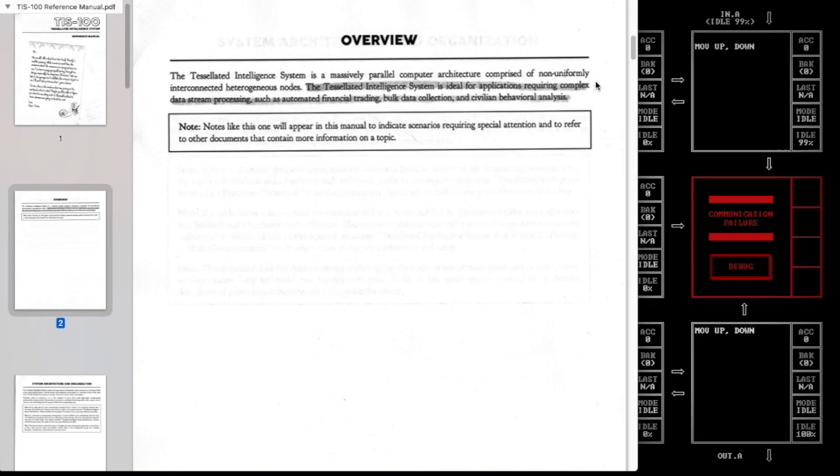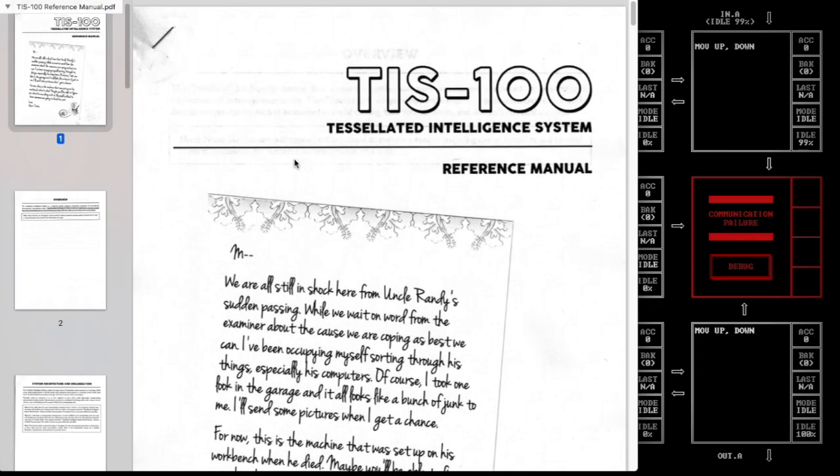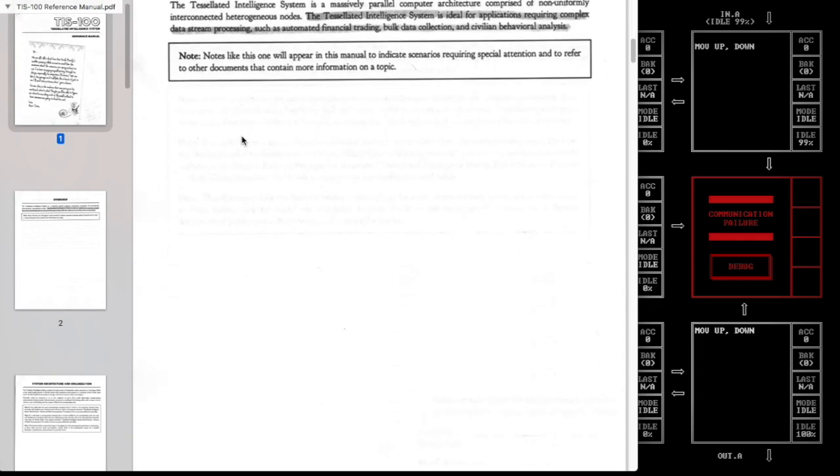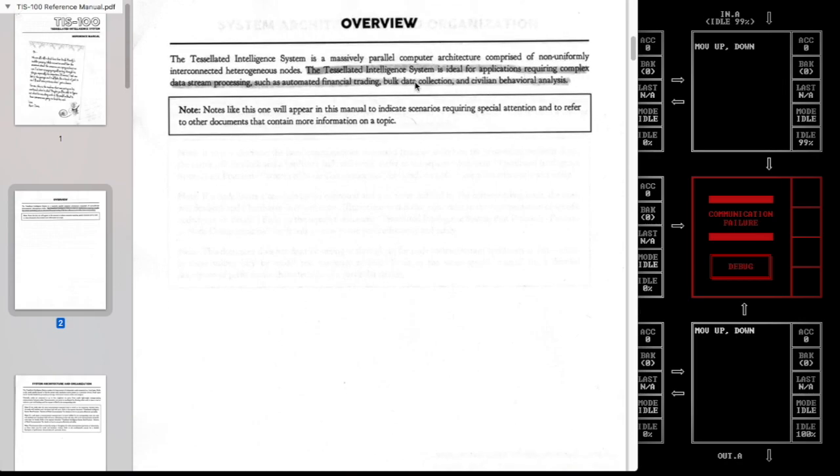It's ideal for applications requiring complex data stream processing, such as automated financial trading, bulk data collection, civilian behavioral analysis. I love it because they make it seem like it's a government thing or something. Civilian behavioral analysis, like it's a military computer that's secretly watching people or something like that. Bulk data collection. Don't know what that really means, but automated financial trading. See, they're so vague about it.